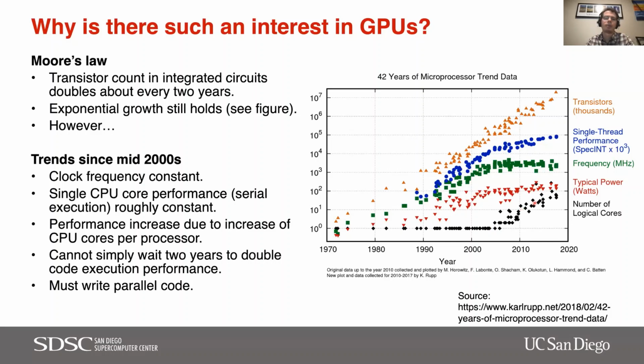And if you look at SDSC Expanse, we have 2 AMD CPUs in there. Each CPU has 64 cores, so total 128 cores on a single compute node, right? And so the number of logical cores increases. And so what you have to do is you must write parallel code. And GPUs take this in some sense to an extreme because you have thousands of processing units, compute core equivalents effectively on each GPU, and you need to be able to program that.